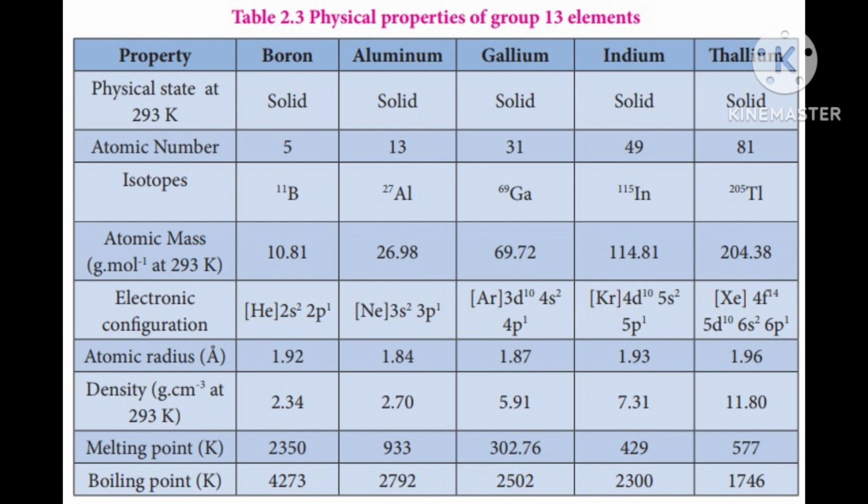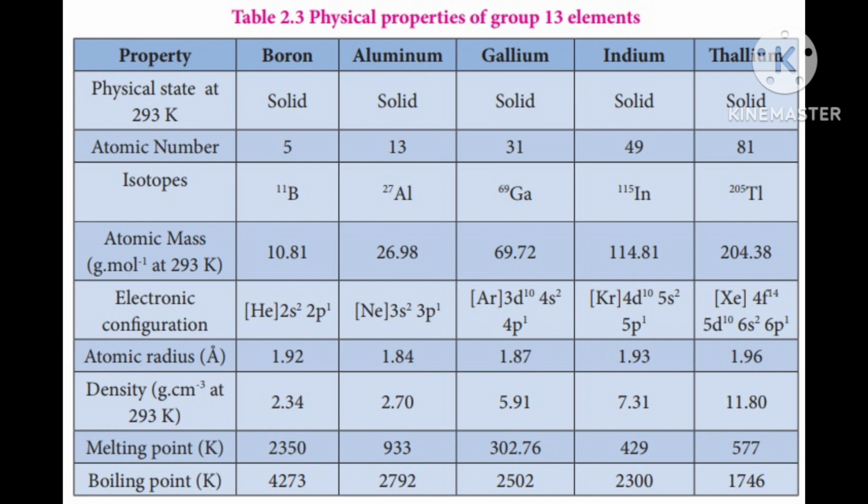Amorphous boron and aluminum metal on heating in air form B2O3 and Al2O3 respectively. With nitrogen, N2 gas, at high temperature they form nitride. Questions are important. These are asked.